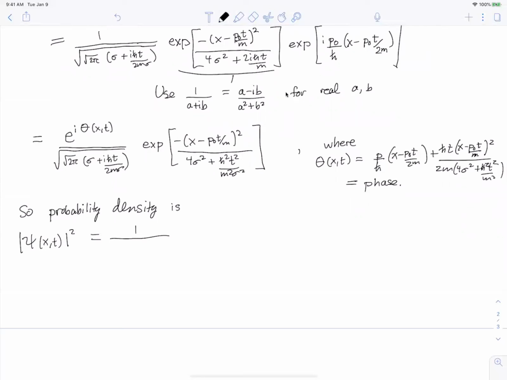And this is 1 over square root of 2 pi times sigma squared plus h bar squared t squared over 4m sigma squared, times the exponential. But since I'm squaring it, basically the exponential just gets multiplied, the argument of the exponential gets multiplied by 2. So this is x minus p0t over m squared divided by 2 sigma squared plus h bar squared t squared over 4 m sigma squared.